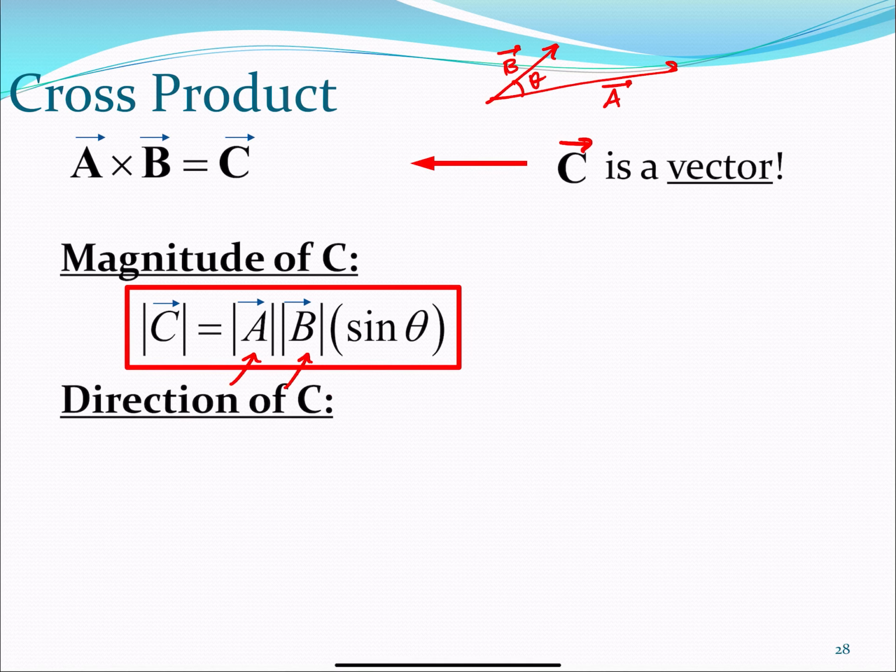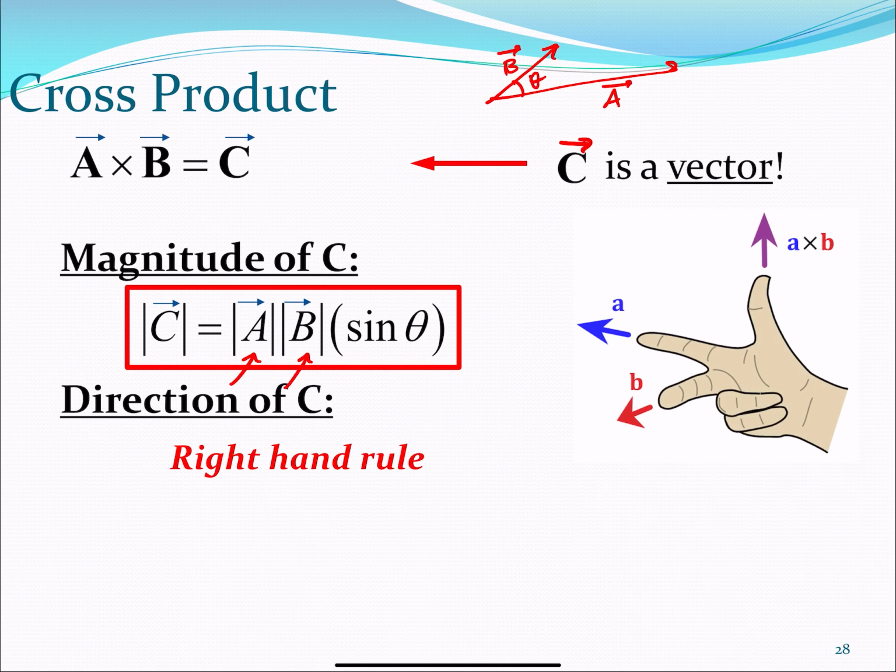To find the direction of C, we use what we call the right-hand rule, in which the index finger will represent the orientation of A. The middle finger will point in the direction of B. If we do that, index on vector A, middle finger on vector B, the thumb will give us vector C. And we can see that vector C is perpendicular to both A and B.